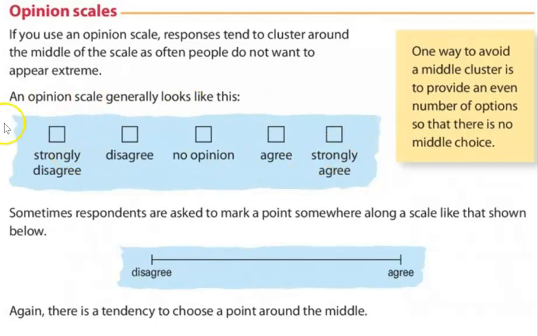So for example here, there are only 5 options, so there's an obvious middle. But if there were 6, someone would have to be swayed one way or the other.